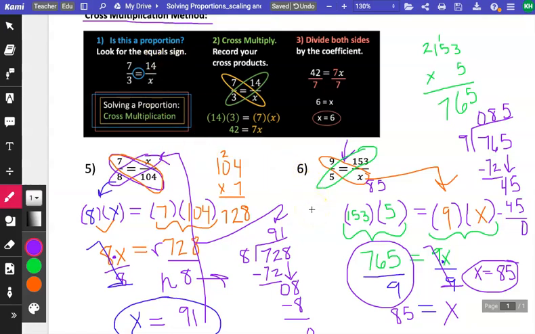So we just went over two methods for solving a proportion. Scaling is one method. The second method is cross multiplication. Both methods allow you to solve a proportion so you find the missing value.